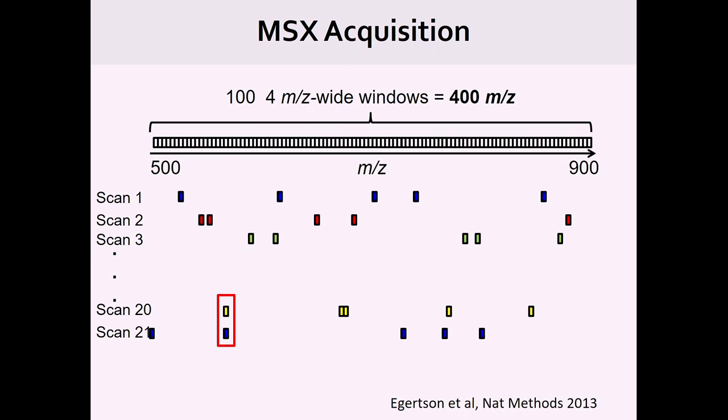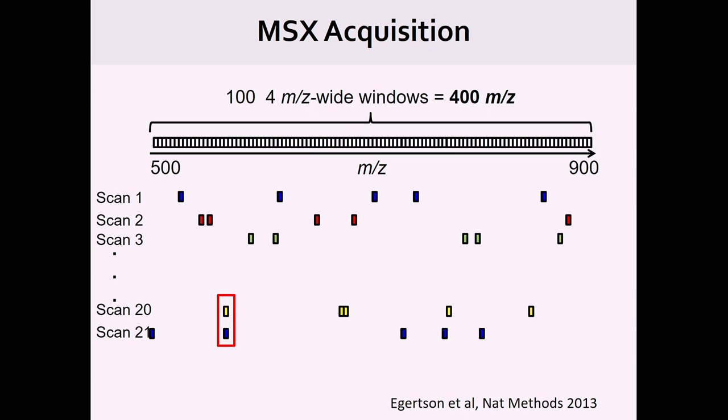We published this in 2013. And the idea initially was, okay, we wanted to go from 500 to 900. We wanted to have that magic four mass-to-charge wide windows, like I already mentioned. So this meant that basically we need to do 100 MS/MS measurements on a chromatographic timescale, which wasn't possible at the time individually. But if you multiplex this by five, it's possible.